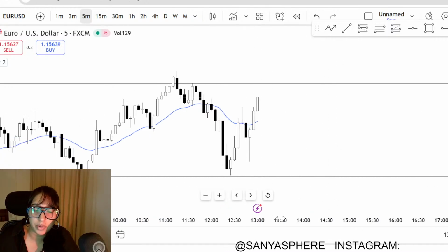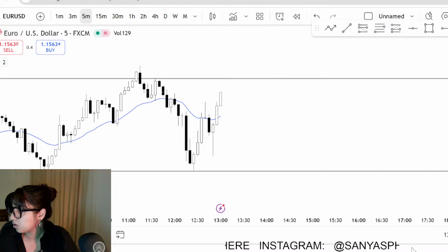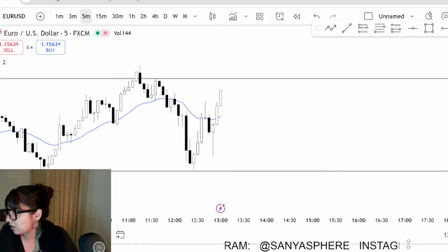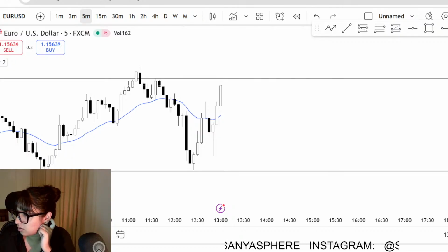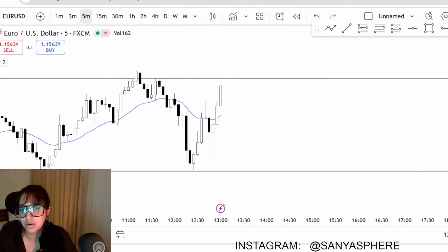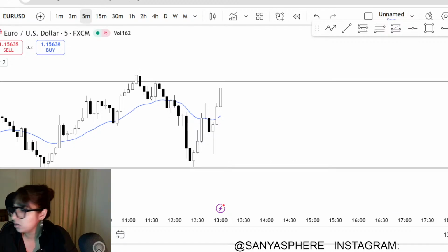Let's see, it's trying to break above this range. Yes, I have observed that. Anyways, we'll take it and journal. Yeah, of course, we'll journal our trades and then we'll see accordingly.